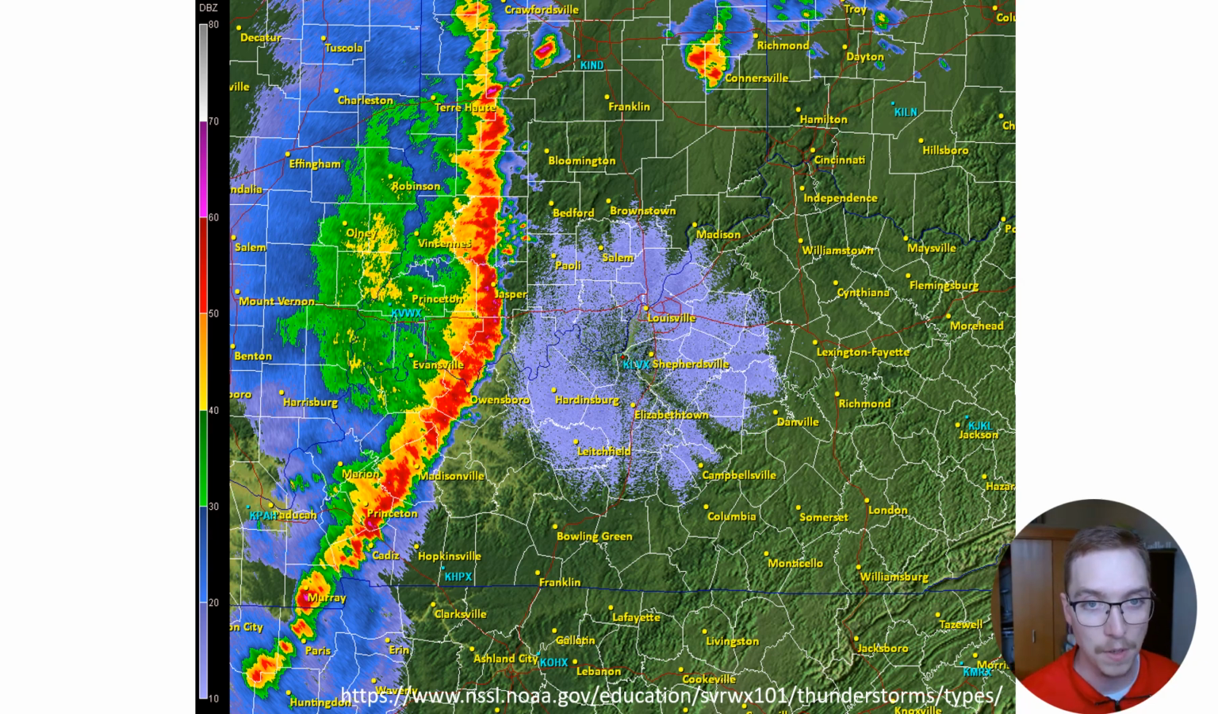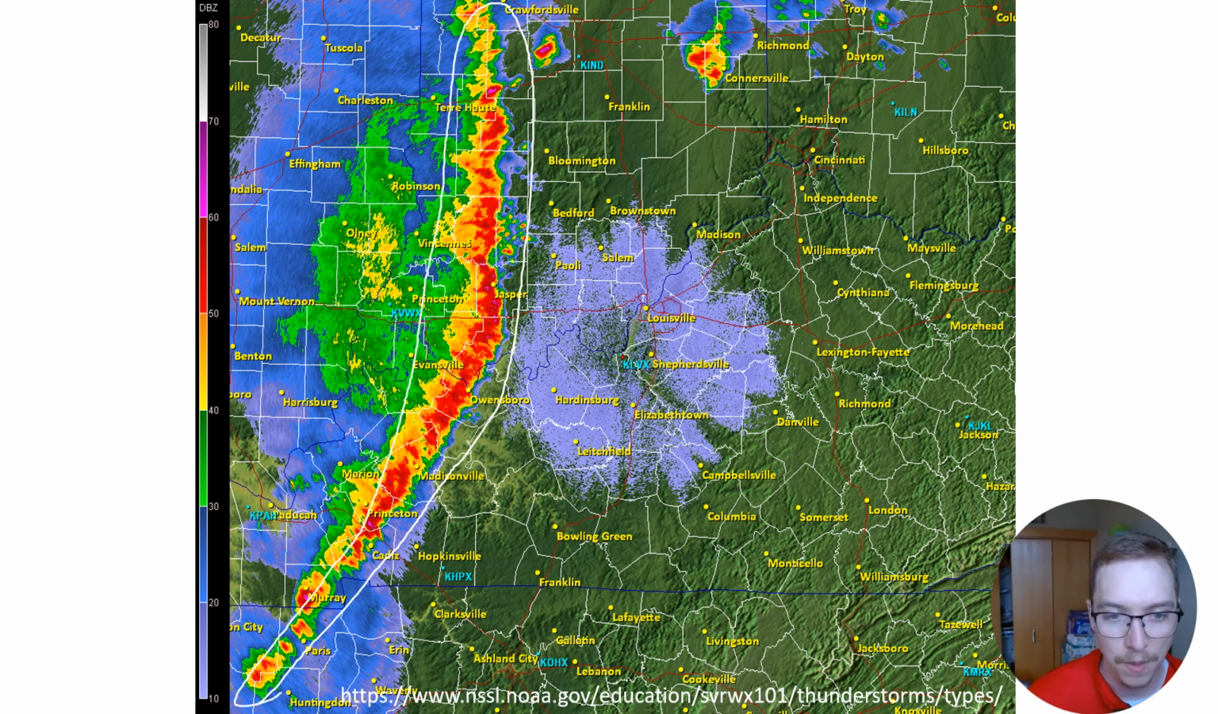So you can see this big band of very intense storms. And if we could see, unfortunately we can't right now, the wind speeds as well, we would see that there's a massive difference. So higher storms, higher winds along this squall line.